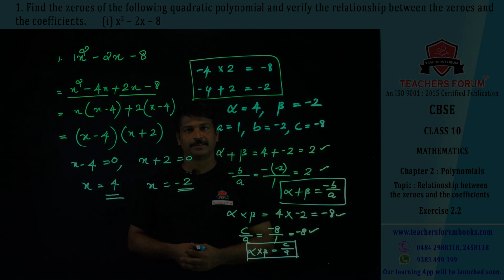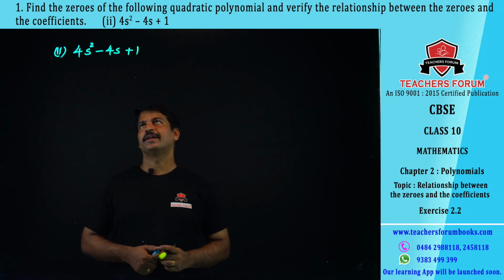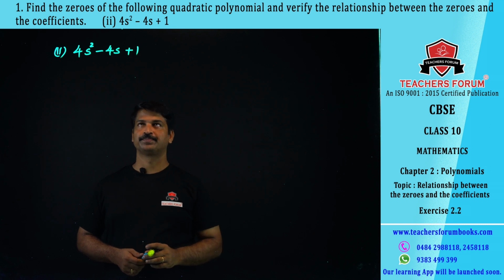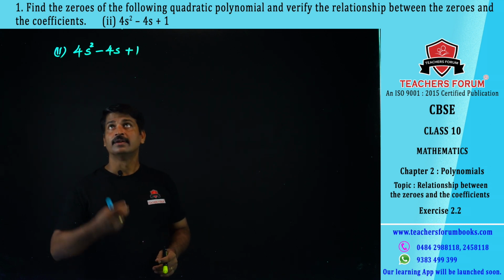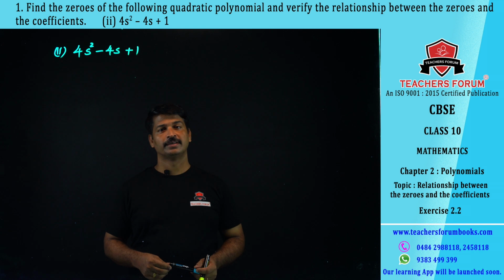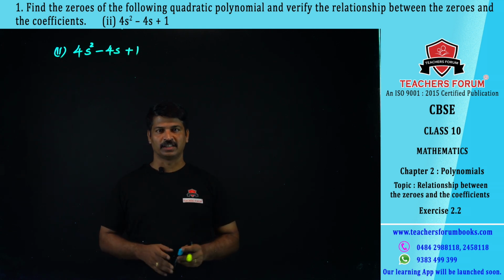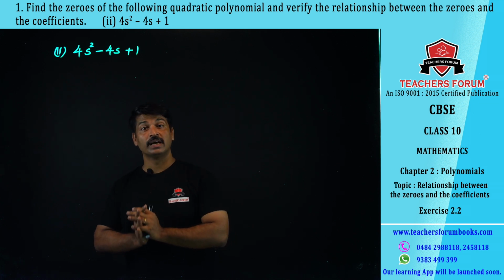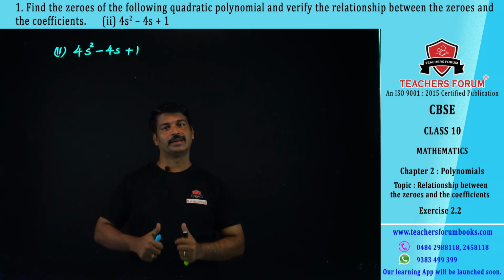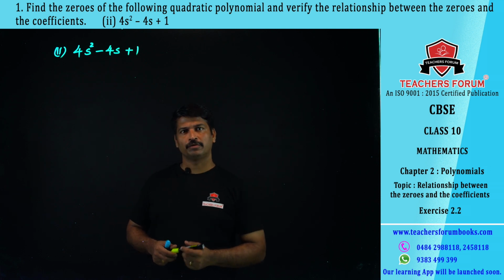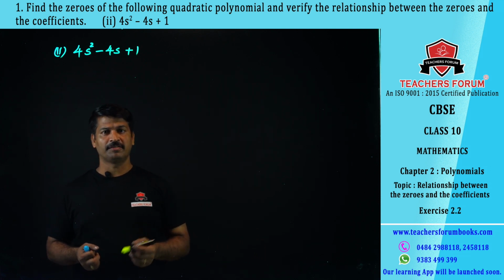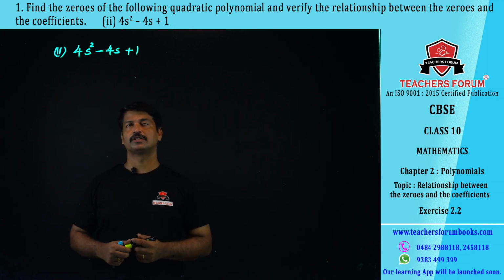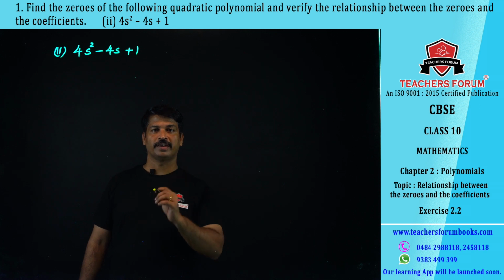Okay, let us solve the second one. The second given polynomial is 4s square minus 4s plus 1. So the given polynomial is 4s square minus 4s plus 1. First of all, you have to find the zeros. Then you have to verify the relationship between the zeros and the coefficients of the polynomial. Okay. Now to find the zeros, you know, the step that we followed in the last question was splitting the middle term.